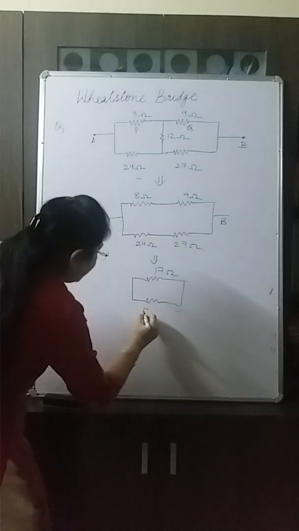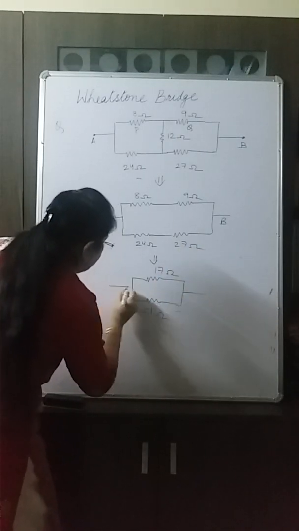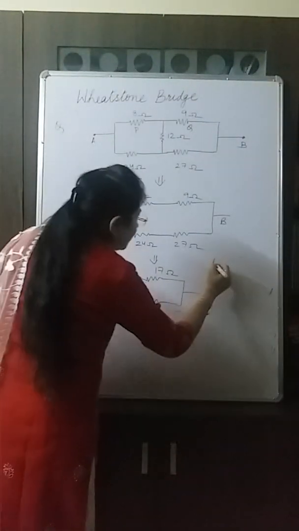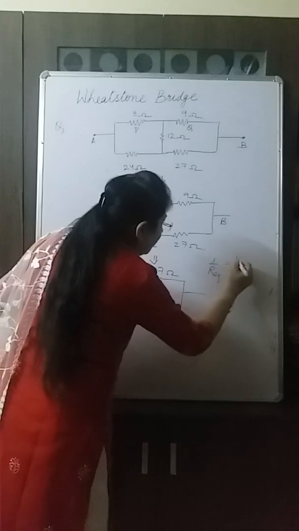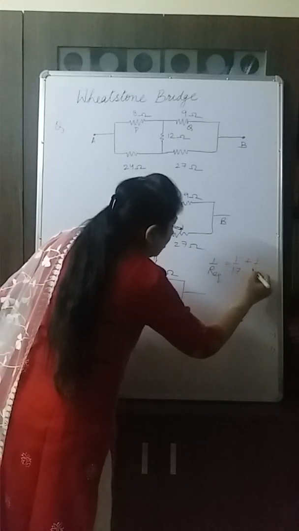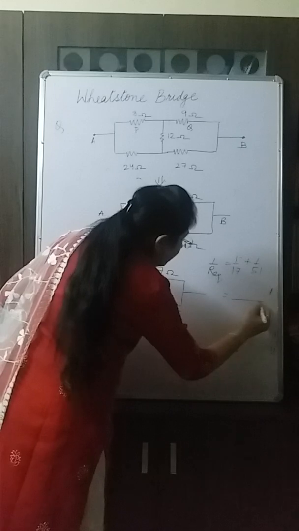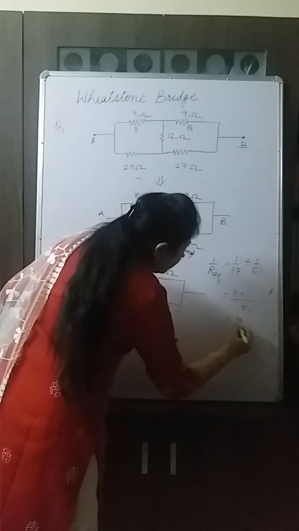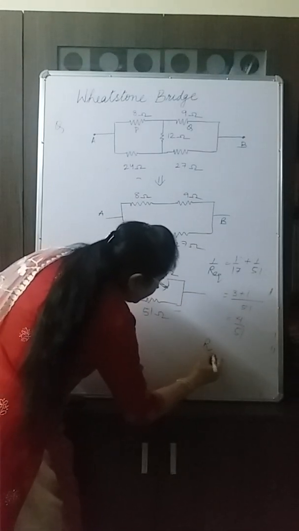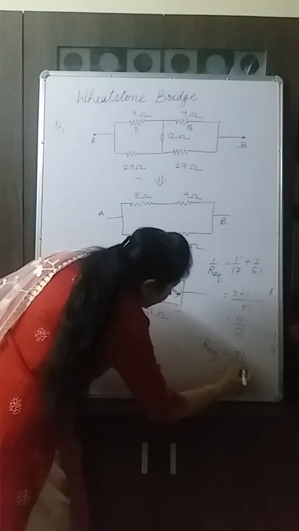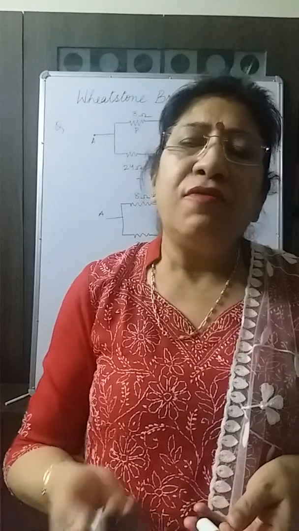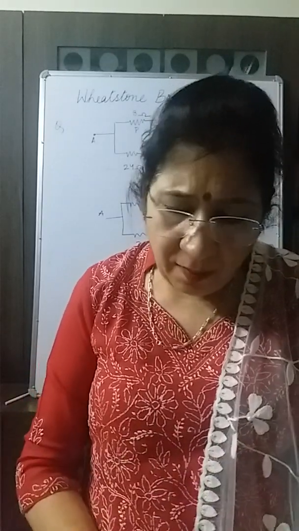Now we have just here 4 resistors, 8 and 9 is 17 ohm, 24 and 27 is 51 ohm. So 17 and 51 are in parallel. So equivalent resistance will be 1 by 17 plus 1 by 51, which can be calculated. So equivalent resistance becomes 51.4. So in certain circuits, we can use the balance condition of Wheatstone bridge to find the resistance. Another problem, let us see.